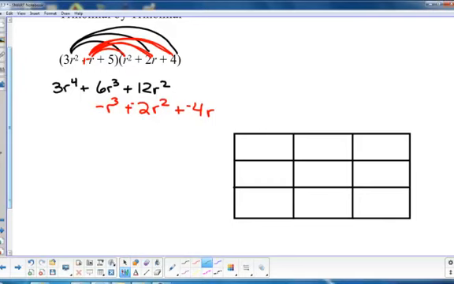Okay, now we're going to multiply this 5, distribute that all the way through. So 5 times r squared. See how it lines up right here? 5r squared is 5r squared. All of my r squareds are in order. 5 times 2r is 10r, and 5 times 4 is 20.